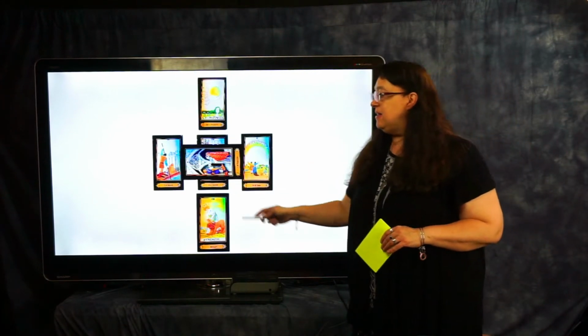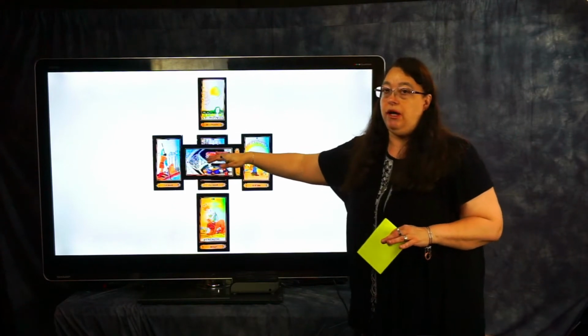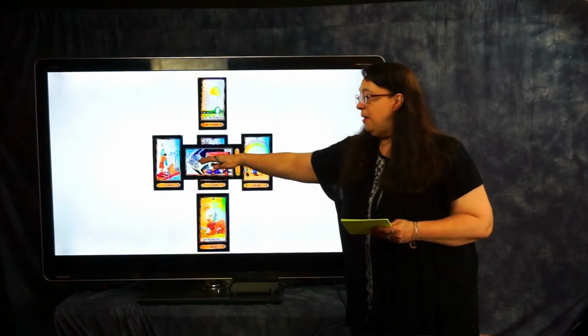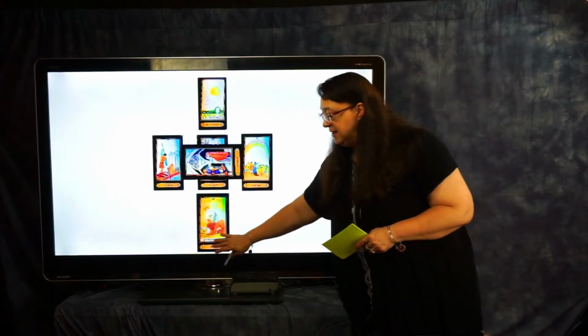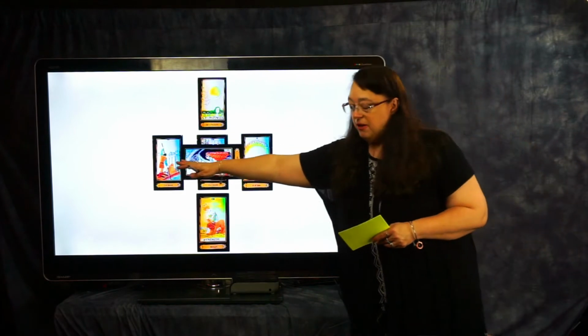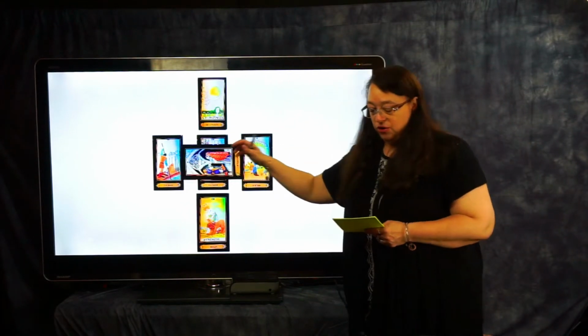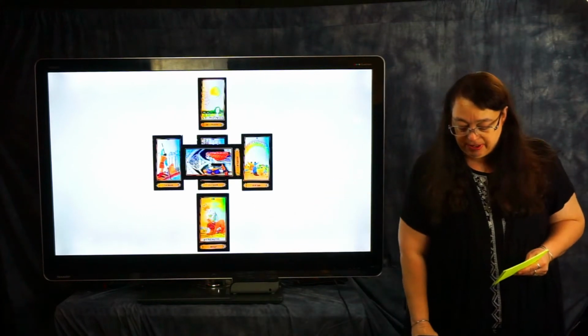The biggest difference in this one from the other layouts is the obstacle right here across, the obstacle to whatever outcome you want to have, and your immediate past is down here, rather than a possible immediate future or that kind of thing. So it's mixed up just a little bit, but it's a common spread.